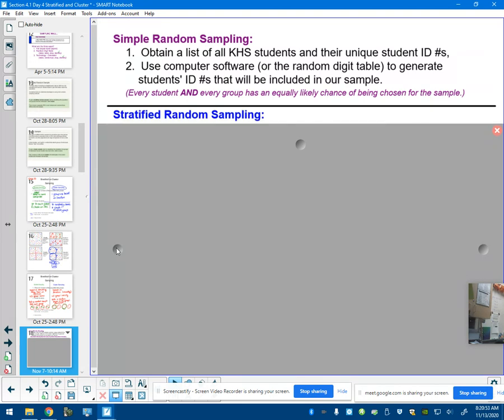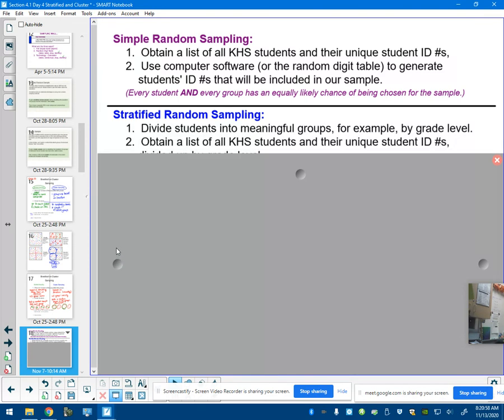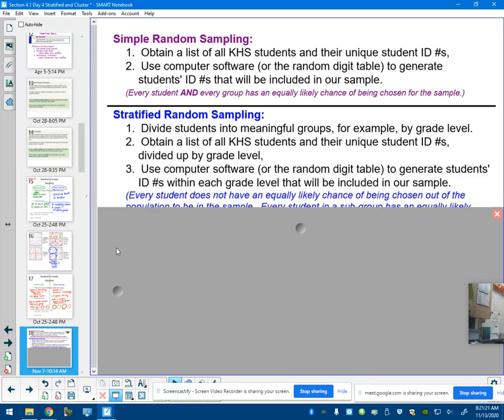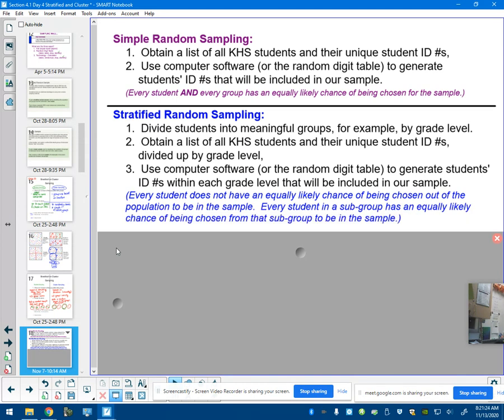All right, if you're going to do stratified, then what you might want to do is divide the students by grade level. Put all the 9th grade students in a hat, 10th grade students, 11th grade, 12th grade, and then you'd go to each hat and pick 25. I just made up the number 100 because it's an easy number to think about. You would ask 25 freshmen, are you coming to the play next week? Doing the same thing, randomly selecting them. So every student does not have an equally likely chance of being chosen out of the population to be in a sample. Every student in a subgroup has an equally likely chance.